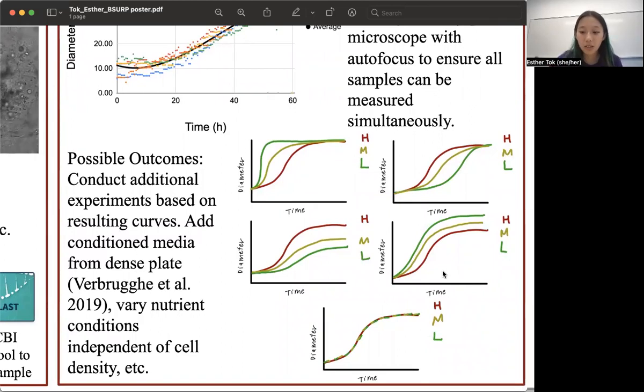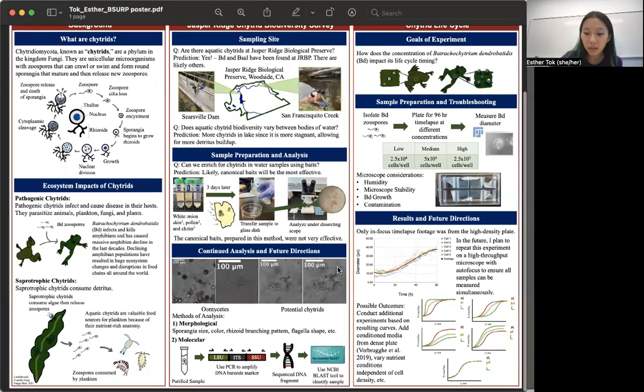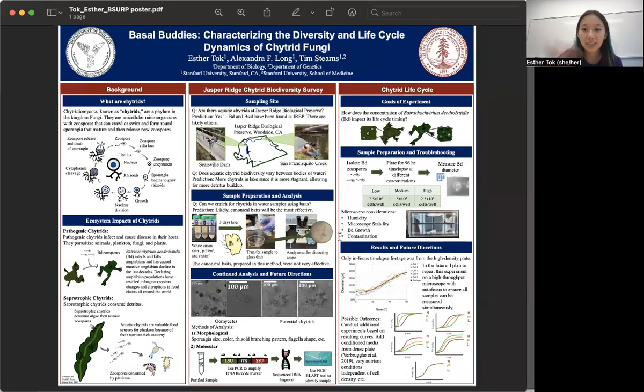So in all, understanding chytrid diversity and also their life cycles was able to give me a better understanding of the organisms that shape and inhabit our surroundings.